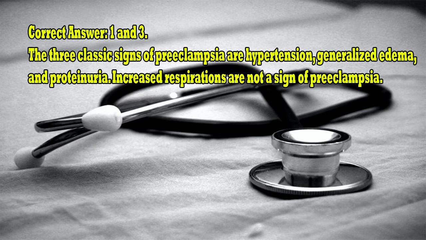Correct answer: 1 and 3. The 3 classic signs of preeclampsia are hypertension, generalized edema, and proteinuria. Increased respirations are not a sign of preeclampsia.